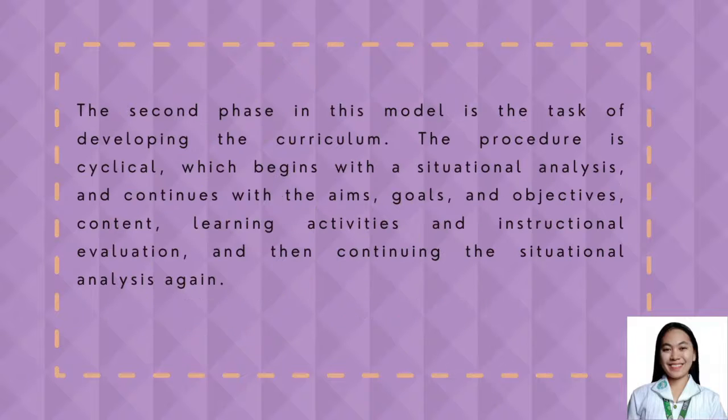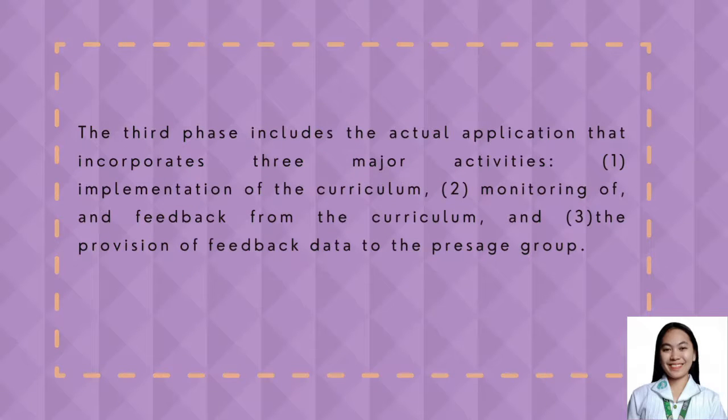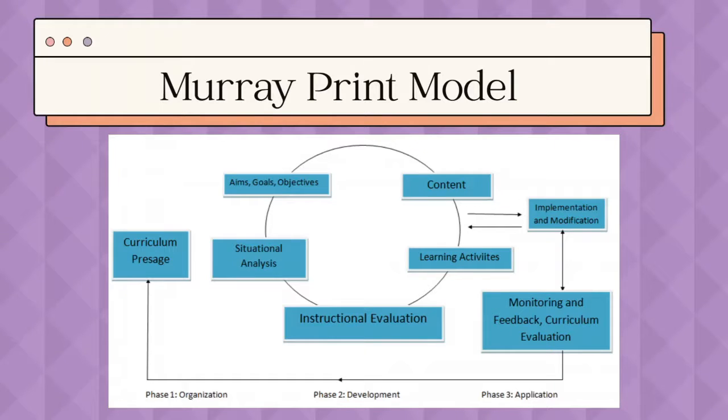So for the second phase or development, it pertains to developing curriculum following a cyclical process, beginning with the situational analysis, the aims, goals, and objectives, followed by content learning activities, and ends in instructional evaluation, before continuing with situational analysis again. And for the last phase, which is the application, the actual application starts with the implementation of the curriculum, the monitoring of and feedback of the curriculum, and the provision of feedback data to the presage group. So this is the Murray Print model.